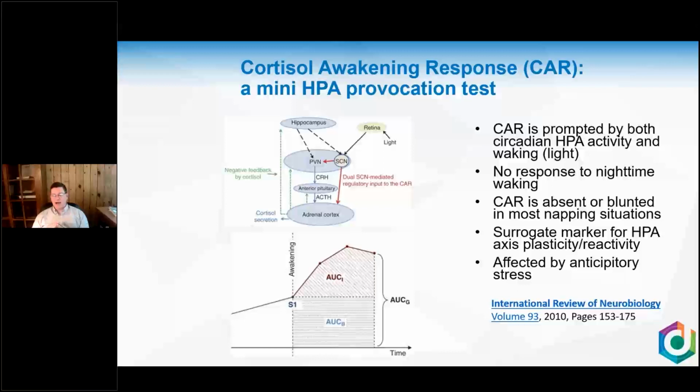It's the rise from the time of awakening to that peak. And typically it's measured until about an hour. So in the clinical literature, it would probably go all the way to 60 minutes, and then you'd look at area under the curve and these kinds of things.